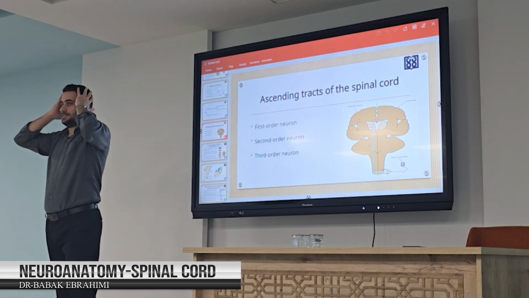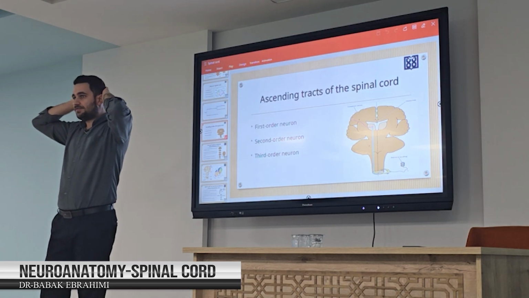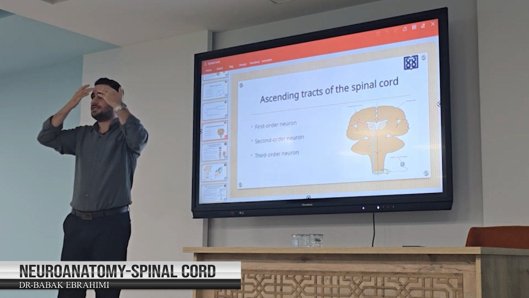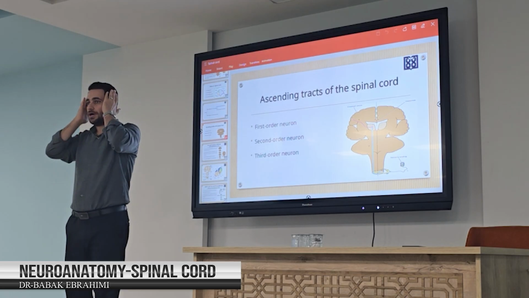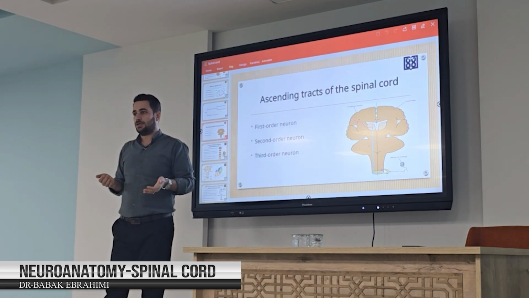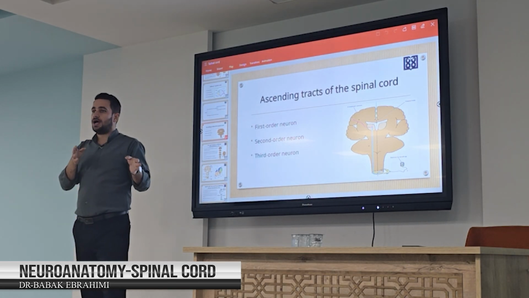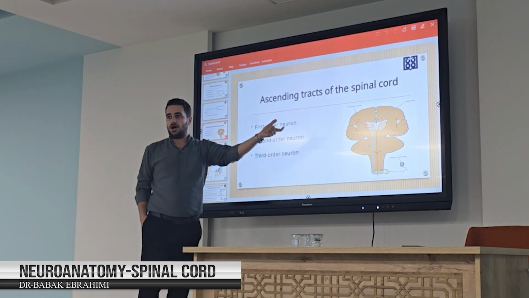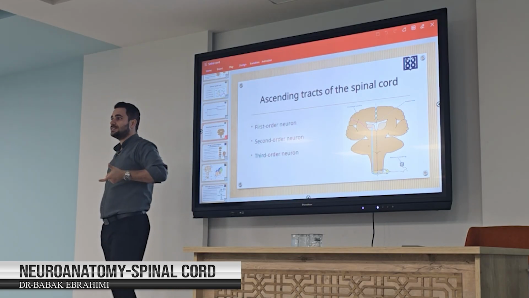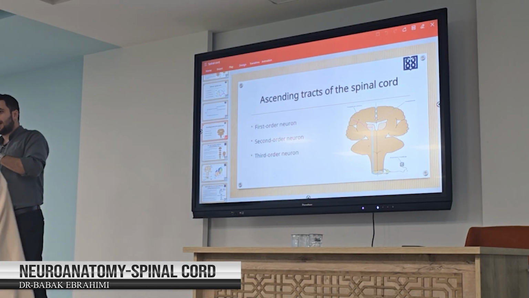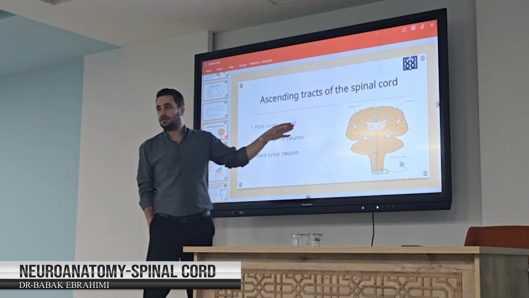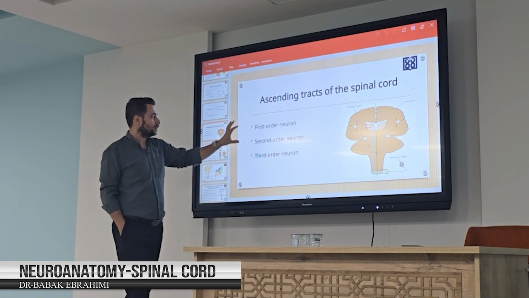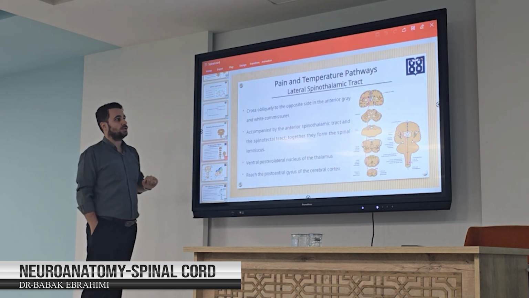The posterior part of the brain, we call the occipital lobe. The anterior part of the brain, we call the frontal lobe. The lateral parts of the brain, we call the temporal lobe. Based on the bones, we divide the brain into several lobes. So the first order neuron is the DRG. The second order neuron, I told you, is the spinal cord, but in several tracts, it's in another location. So you know about the first, second, and third order neurons.